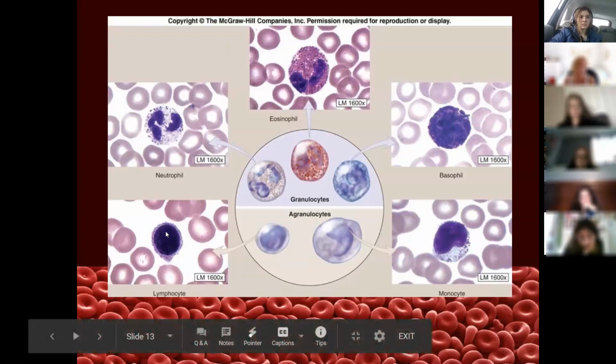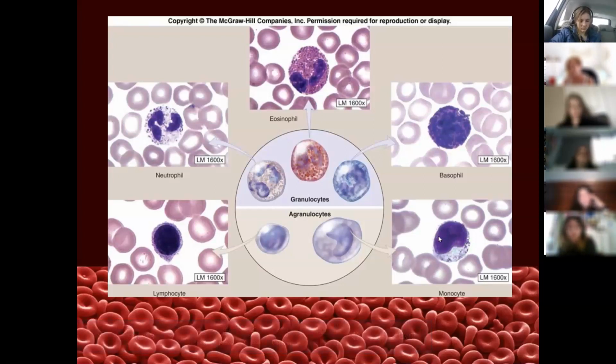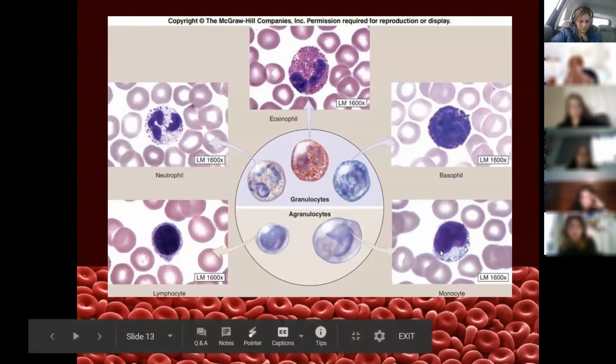And then these are purple because they use different stains to help you see them, right? Notice the inside is dark purple. The inside is the nucleus. So this nucleus almost fills up this entire cell. Kind of looks like an eyeball. This is your lymphocyte. Whereas you have this giant kidney bean inside of a monocyte.